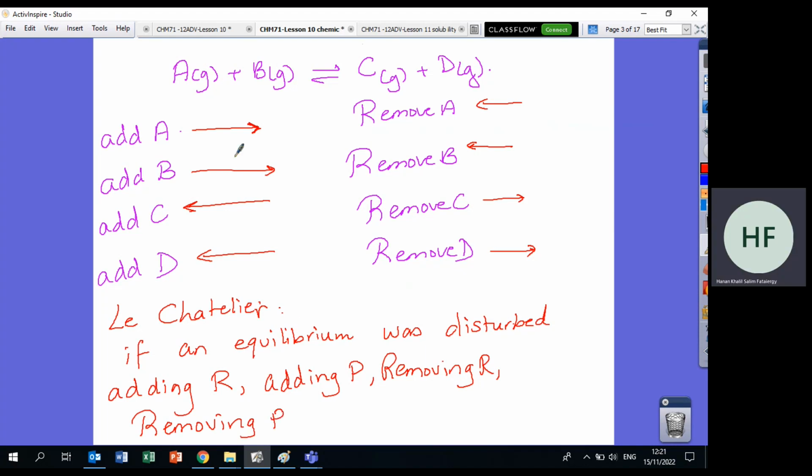What will happen? The reaction will either move forward or backward. So the reaction will shift forward or backward. Why? To make equilibrium again, so it will not be disturbed forever. Okay? So again I will repeat.